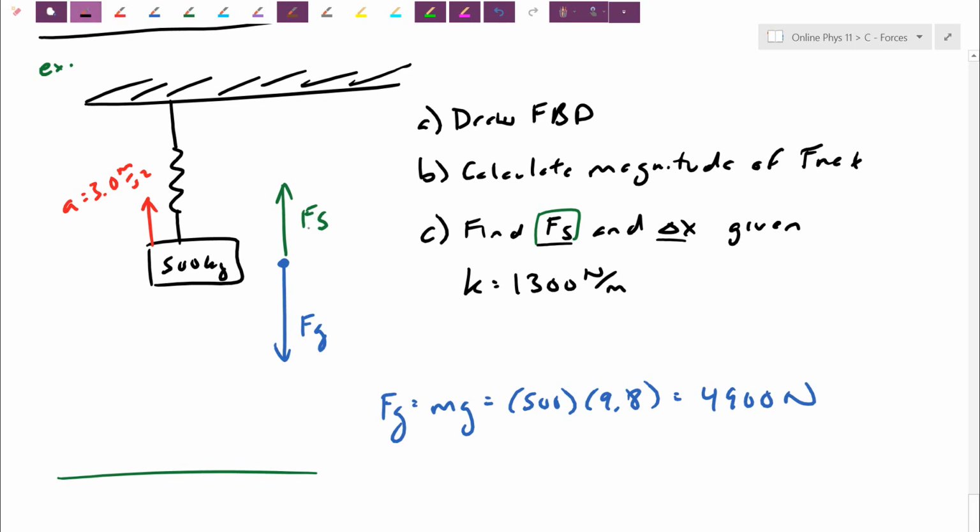Fs has to pull what it needs to so that we accelerate upwards at 3 meters per second squared. So let's just think through the options here. Let's say the Fs is exactly the same as gravity. Gravity pulls down 4,900. If Fs is also 4,900, the net force is 0. Newton's first law says if the net force is 0, we're just going to continue doing what we're doing. In this case, it's 0. But in this question, we're told it does accelerate.